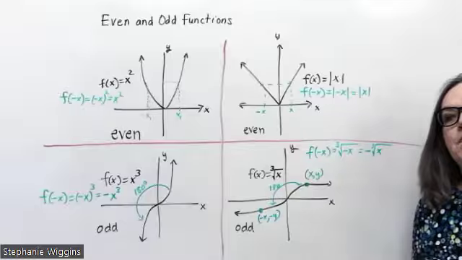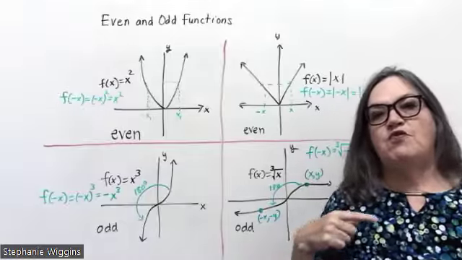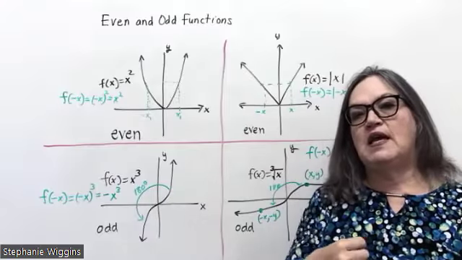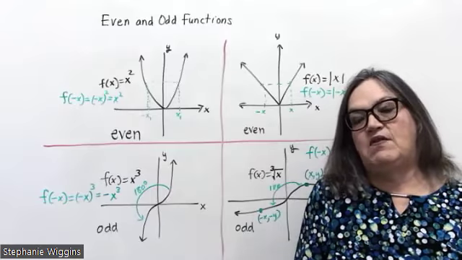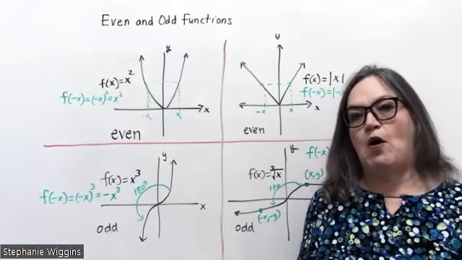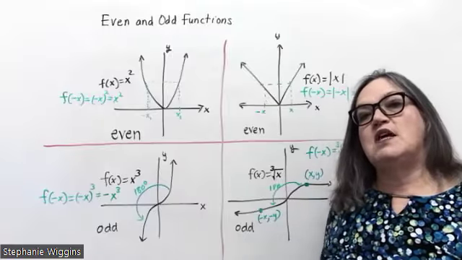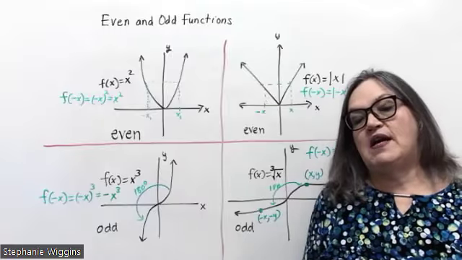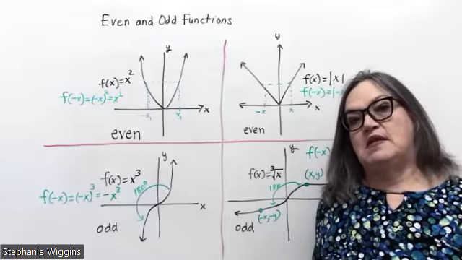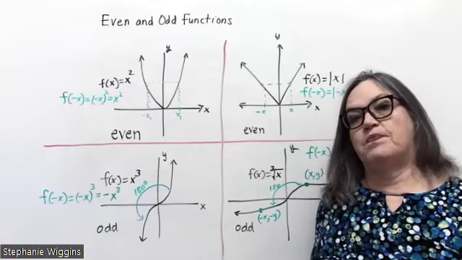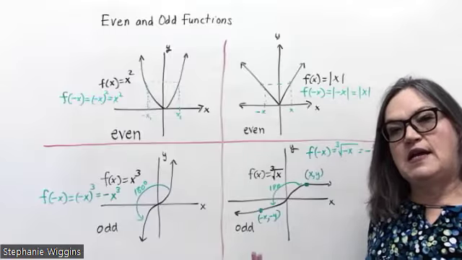So let's just recap what I said. For even functions, if you plug in the opposite, like a negative x, you're going to get the same output as you did for your original function. And for odd functions, if you put in the opposite, so negative x, you're going to get the opposite of the original function. I hope that helps understand and sort this out.